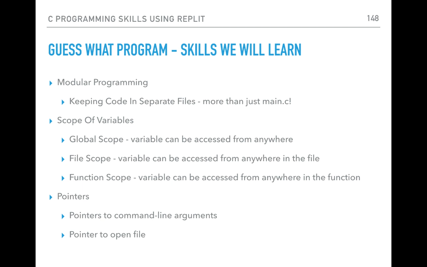The skills you'll learn as we're going through this, probably the most important one is modular programming. This is the first time in this course that we're going to actually have separate files. So instead of just having a main.c, we're going to have multiple files. Number 2, you're going to learn about the scope of variables. We'll find out some variables are what's called global scope, where you can access them anywhere. Others are file scope, where you only access them within a file. And others are what's called function scope, where you access them anywhere in the function.